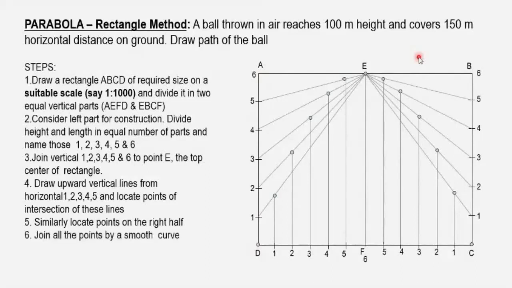Draw a smooth curve passing through all the points starting from D ending at C. This curve is the required parabola of the height 100 meters and horizontal distance 150 meters at a suitable scale.